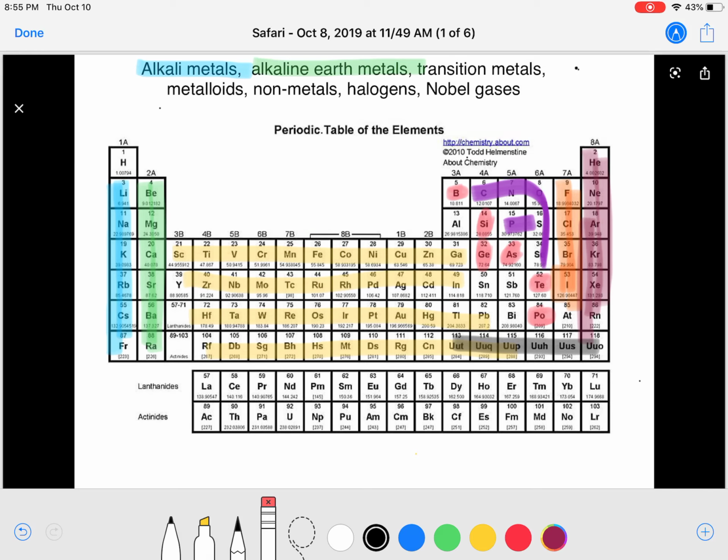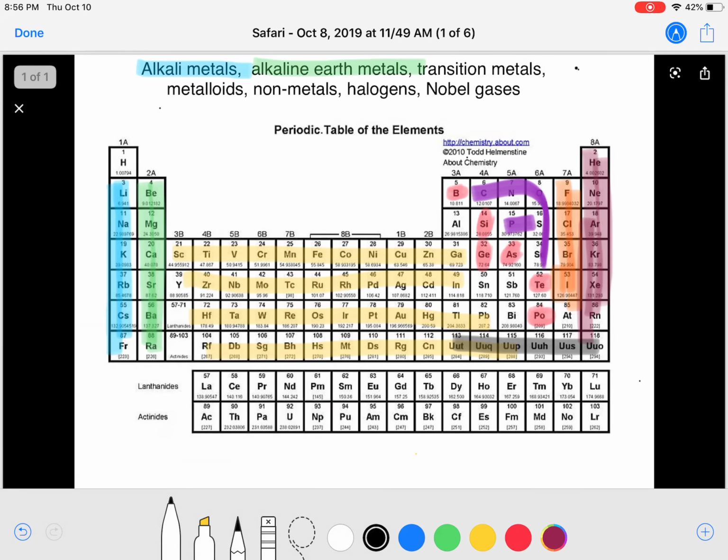Alright, so conductivity and conductors. We talked about this already, but conductivity is the degree to which certain materials conduct electricity. So it's the flow of electrons. Can they conduct a flow of electrons? So remember, our metals are really good conductors.